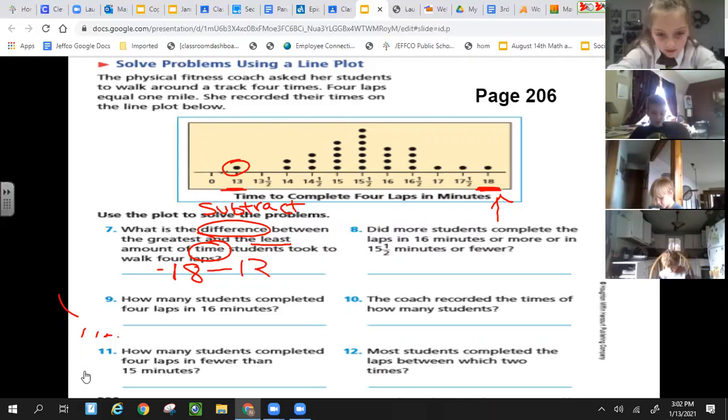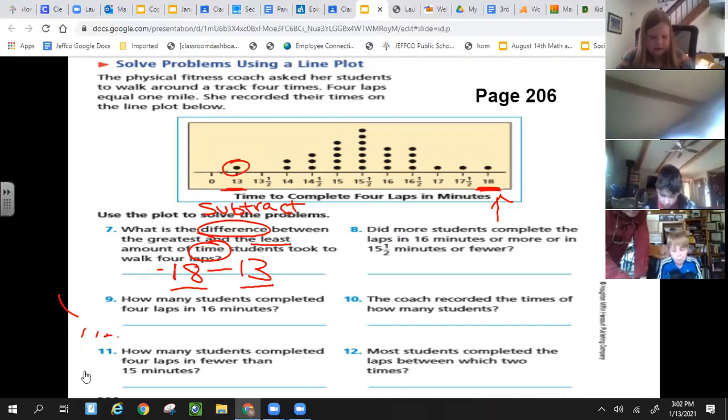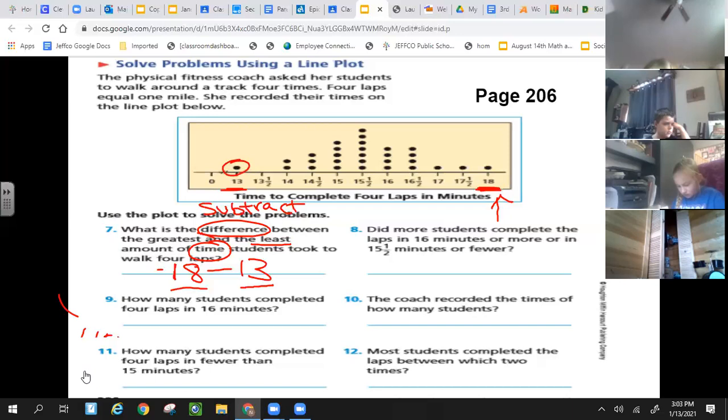13, right? So we want to know the difference between the greatest number of minutes and the least amount of time, right? From 18 to 13. What's the difference between those two numbers you're subtracting? Show me on your fingers when you have that answer. All right. 18 minus 13 is what you are solving. Stack it. Stack it up like we do in our review. It's 5.